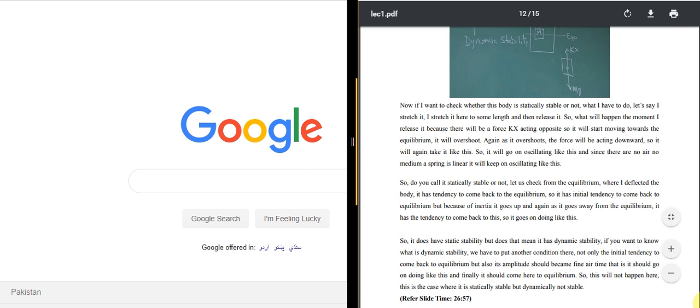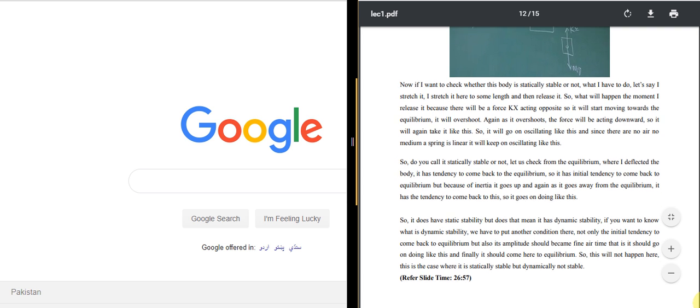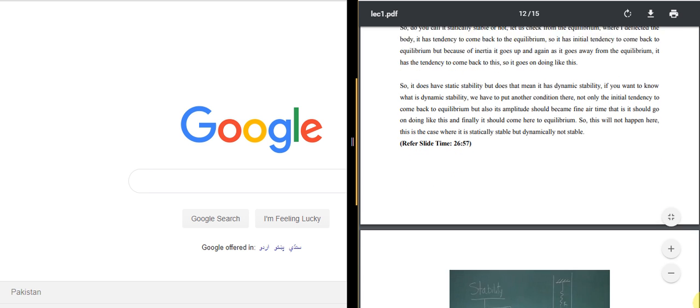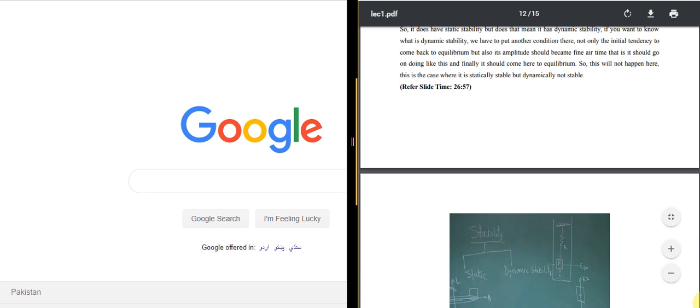If you want to know what dynamic stability is, we have to put another condition here. Not only the initial tendency to come back to equilibrium, but also its amplitude should become finite over time, so that it goes on doing like this, and finally it comes to equilibrium. So this will not happen here. This is the case where it is statically stable but dynamically unstable.